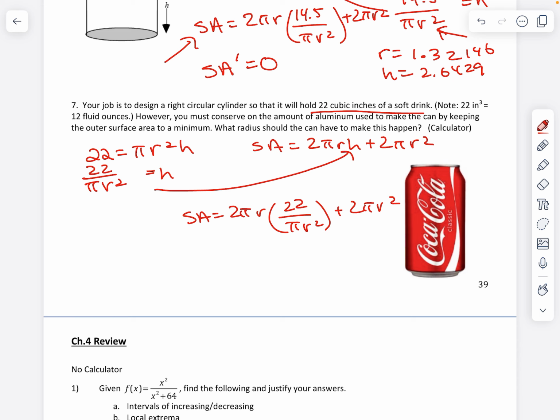And again, you do not have to take the derivative by hand, but you do need to show me this step, that this is what you're doing in the calculator. You're going to have the calculator take the derivative and set it equal to 0. And if you do it correctly, and it only asks you for the radius, I believe you get 1.519.